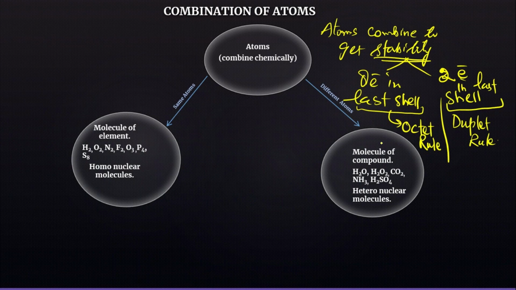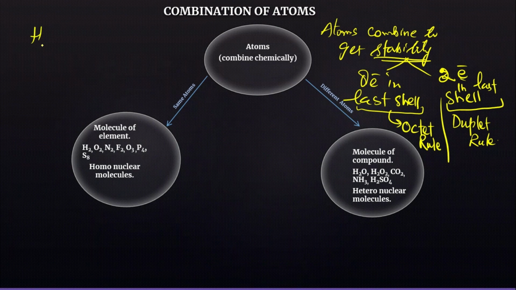You will get a clear idea about the octet rule and duplet rule when you understand bonding in your grade 10. Still, we have an idea about the K shell, L shell, M shell, and the maximum number of electrons that can be accommodated in them from grade 9 as well. Using that concept, we can understand how atoms maintain their electrons in the last shell. So we can easily figure that out.